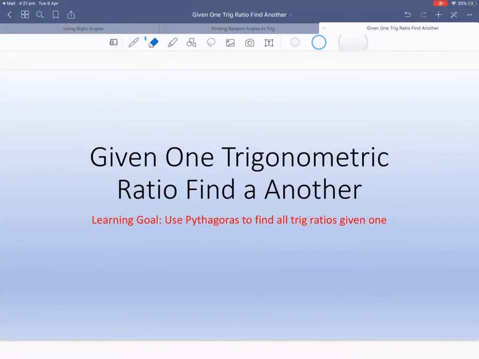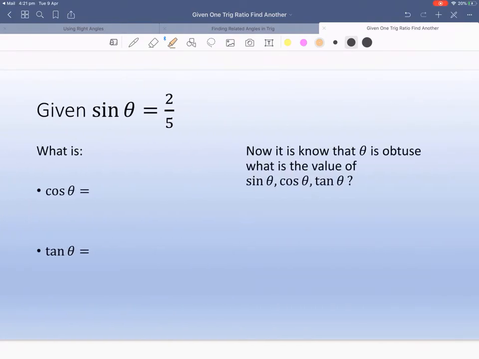So this lesson is: given one trigonometric ratio, find another. And the key is in the learning goal, like often. We're going to use Pythagoras to find all trig ratios given one. We don't necessarily have to find them all. We'll let the question dictate it. But the point is that we can actually find them all if we want to. Okay, let's get to the example.